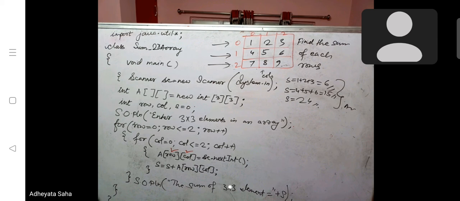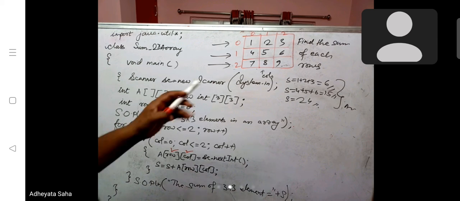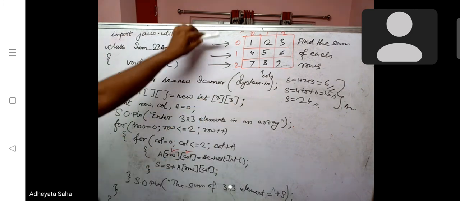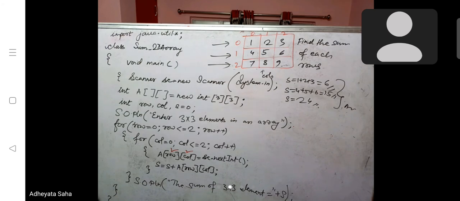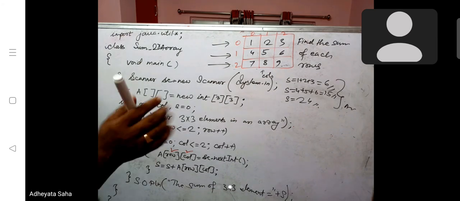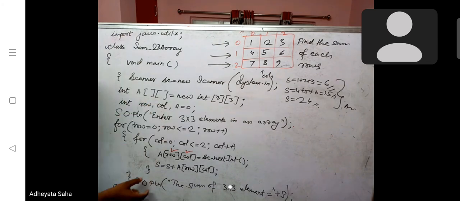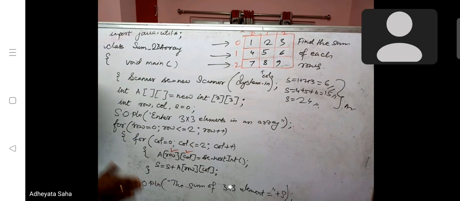Okay, very simple. Let me explain. Whatever program you have done, you have to do the same thing only. But the thing is, whichever you have printed outside, the sum of 3 cross 3 elements, this S you have to print inside only.